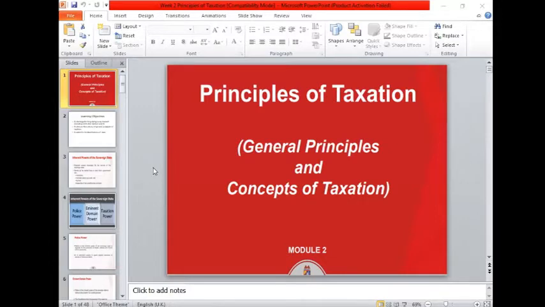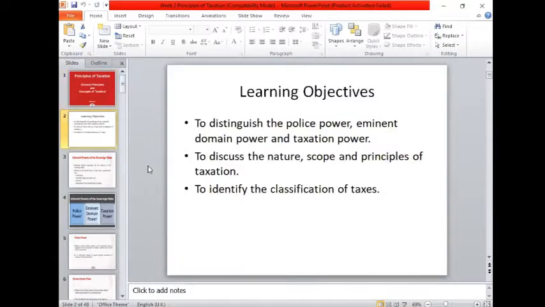This is for you, the students, and also for us, to understand all those principles of taxation. Our learning objectives here are to distinguish the police power, the eminent domain power, and the taxation power; to discuss the nature, the scope, and the principles of taxation; and to identify the classification of taxes.